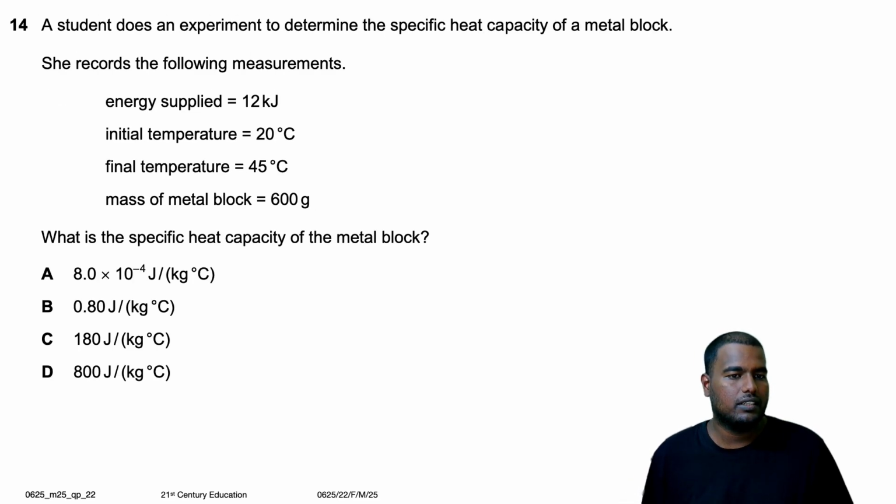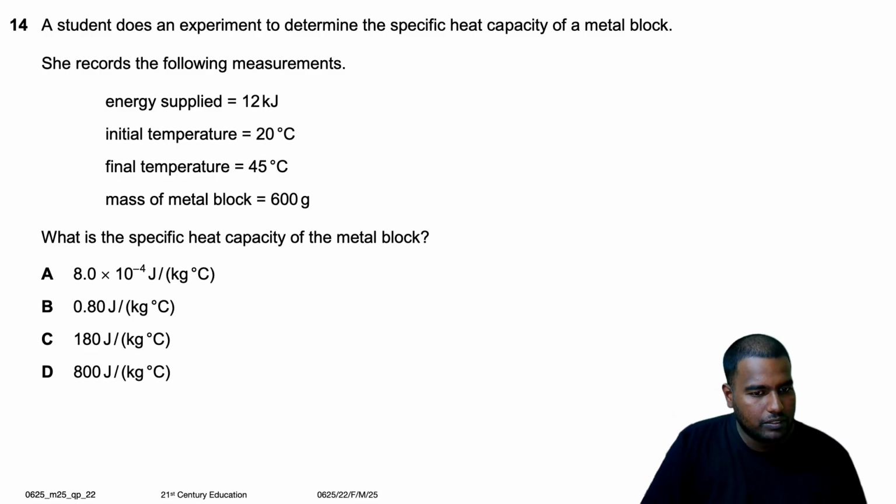A student does an experiment to determine the specific heat capacity of a metal block. She records the following measurements. Energy supplied is 12 kilojoule. Initial temperature is 20 degrees Celsius. Final temperature is 45 degrees Celsius. Mass of the metal block is 600 gram. What is the specific heat capacity of the metal block?